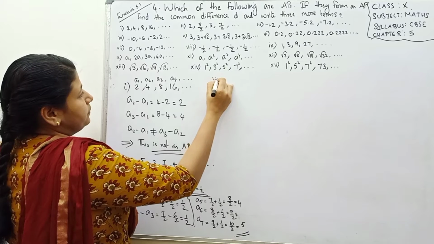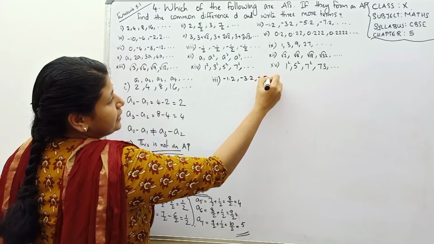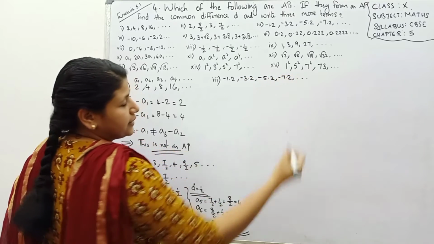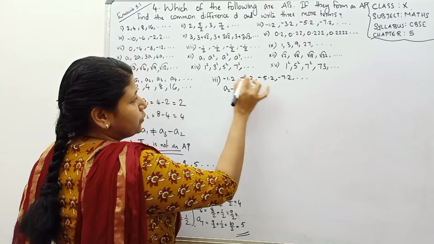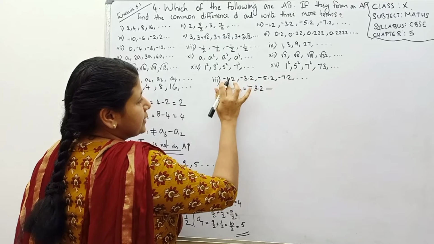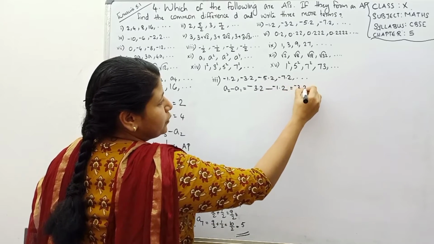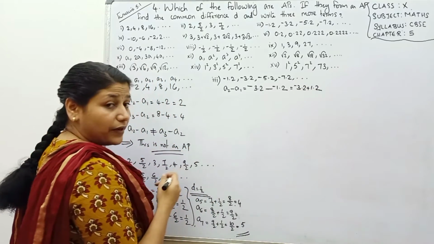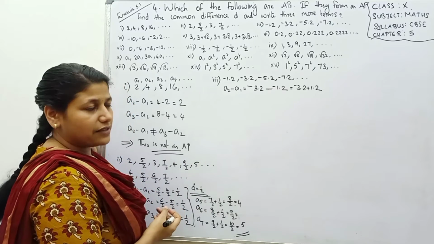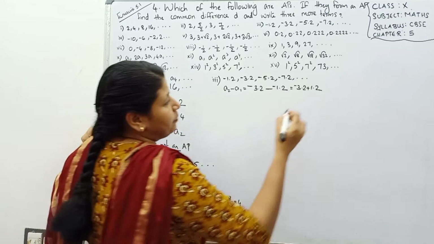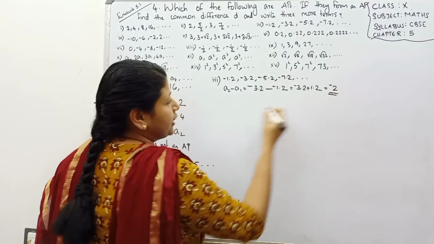Then the third question. What is the third question? Negative 1.2, negative 3.2, negative 5.2, negative 7.2, etc. Here also we have to find out A2 minus A1. This is A2, this is A1: negative 3.2, minus this negative 1.2. Minus and minus together will give you positive. So negative 3.2 plus 1.2. Since both are different in sign, what can we do? Subtract the smaller from the larger and put the sign of the larger one. So 3.2 minus 1.2 will give you 2, and the sign is negative, so negative 2.